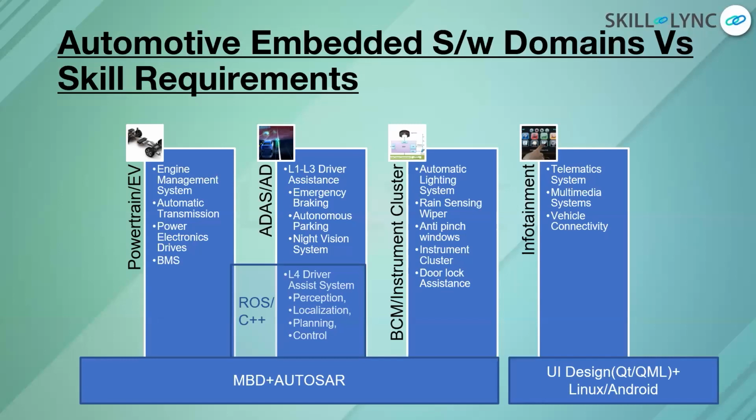So people who work on BMS application software development or automatic transmission software development would be using some sort of model-based approach with Simulink, Stateflow, and AutoSAR. And people who are working on complete software development for an ADAS module will be working on frameworks like ROS and C++. And coming to infotainment, it's a completely different kind of embedded system, which is non-real-time, where people work on Linux, Android, and have their UI design done with Qt and QML.